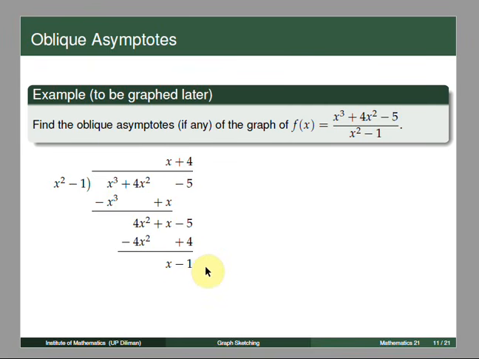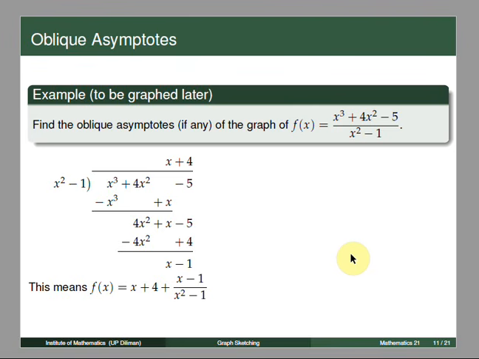Because of this, we can now write f of x as x plus 4, the quotient, plus the remainder x minus 1 all over x squared minus 1. This is actually how we want our rational function to be written, because if f of x is written this way, we know that the candidate oblique asymptote will be the quotient, y equals x plus 4.